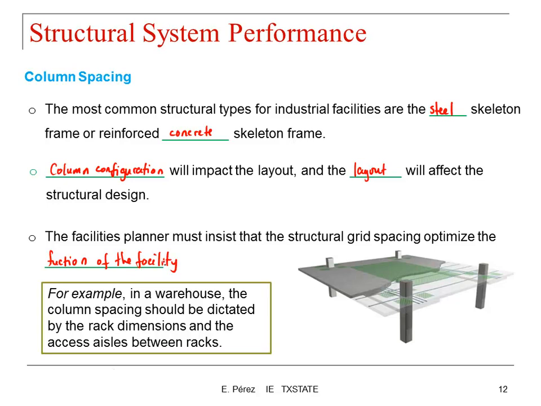For example, in a warehouse, the column spacing should be dictated by the rack dimensions and the access aisles between the racks. You want to have enough space, so if you're going to be moving forklifts within your warehouse, they have enough space to move, and also to pick up the goods and move them to other areas of the facility.